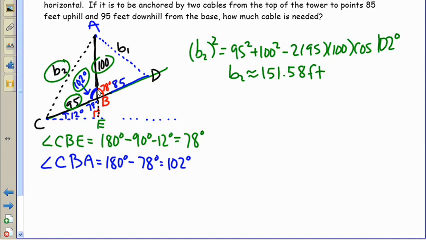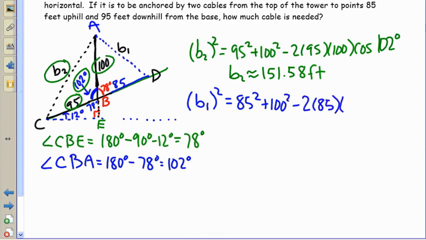And now I can go ahead and solve for B1. The length squared would be equal to, because don't forget you have to take the square root of your answer after you plug it into your calculator, B1 squared would be equal to 85 squared plus 100 squared minus 2 times 85 times 100 times the cosine of 78 degrees. When I plug this into my calculator and then take the square root of it, B1 is about equal to 117.01 feet.